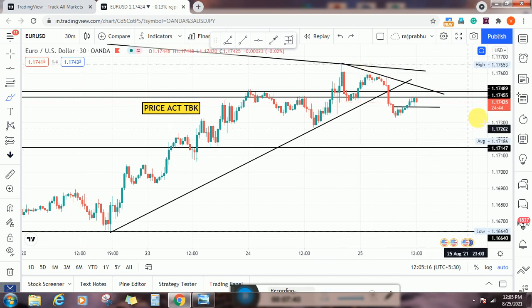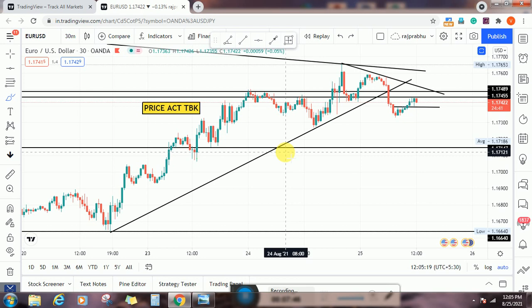Very simple. Okay, I'm going to show you a GBP USD chart.